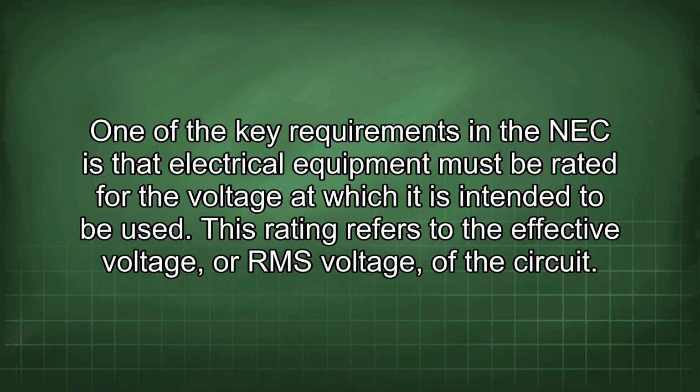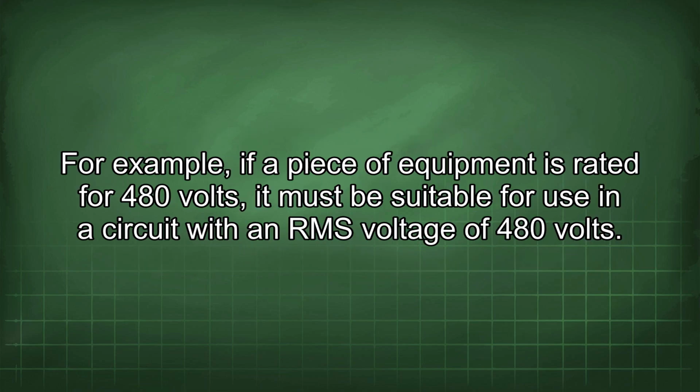One of the key requirements in the NEC is that electrical equipment must be rated for the voltage at which it is intended to be used. This rating refers to the effective voltage, or RMS voltage, of the circuit. For example, if a piece of equipment is rated for 480 volts, it must be suitable for use in a circuit with an RMS voltage of 480 volts.